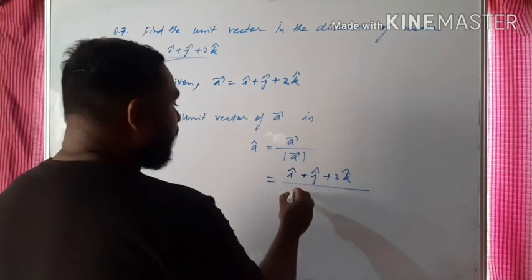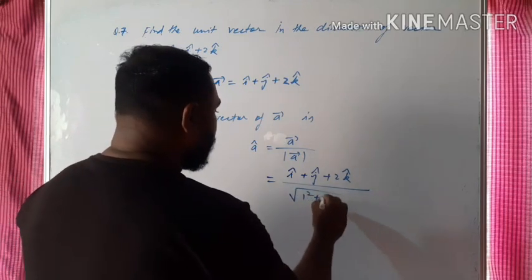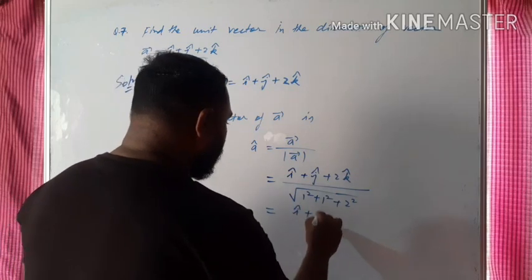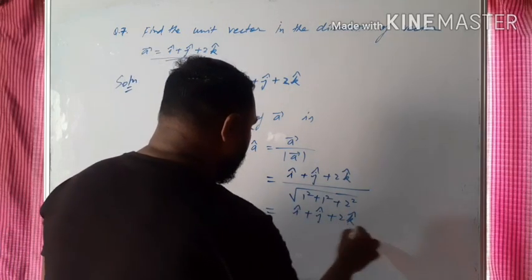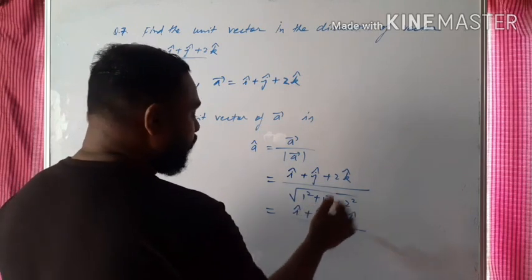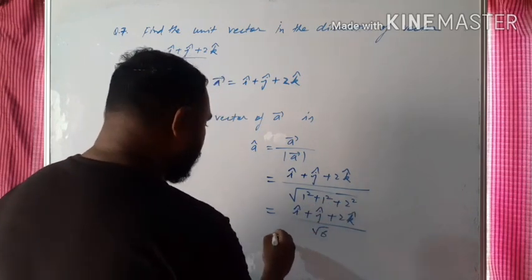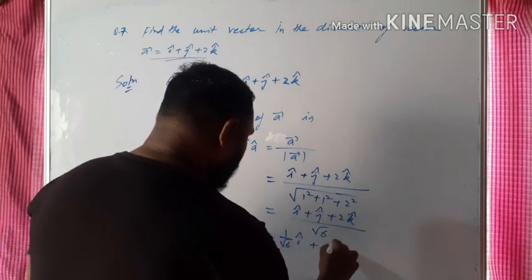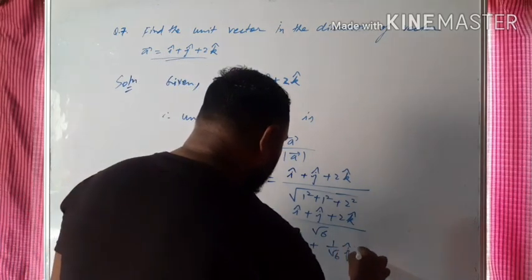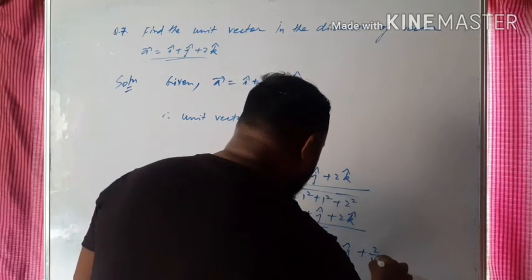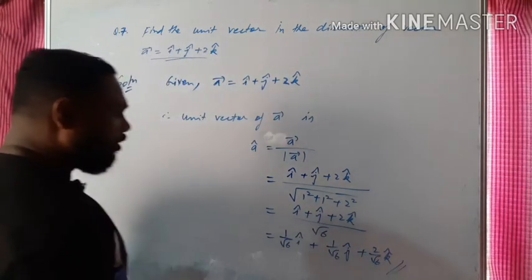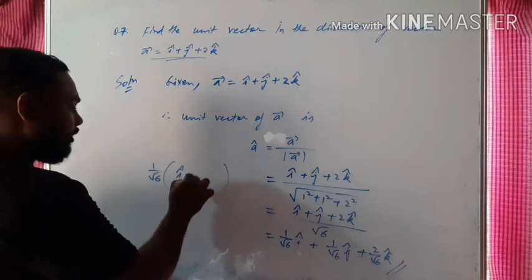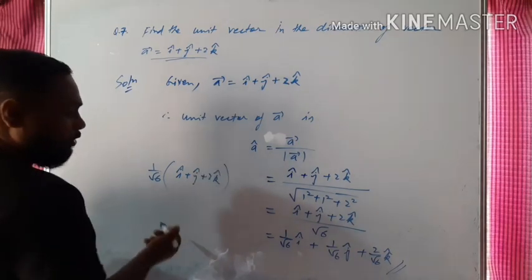Okay, the magnitude of A bar will be what? 1 square plus 1 square plus 2 square. So it's i plus j plus 2k divided by the square root of 1 plus 1 plus 4, that is root 6. So I can write it like this also: 1 by root 6 i, 1 by root 6 j plus 2 by root 6 k. Or you can write it like this also: 1 by root 6 into i plus j plus 2k. Like that also we can write.